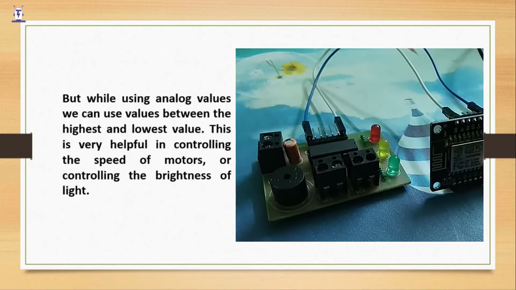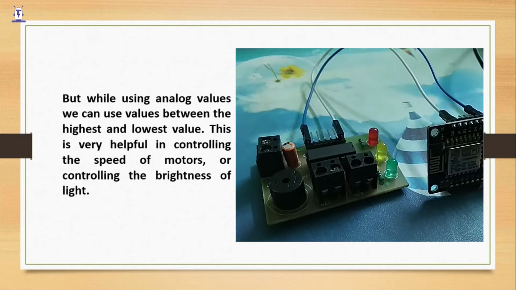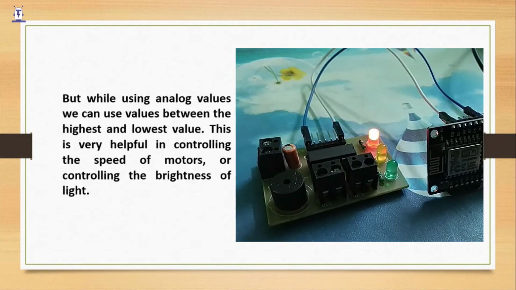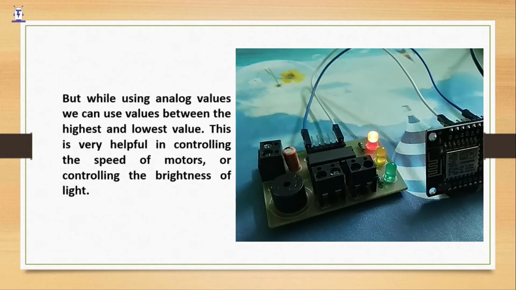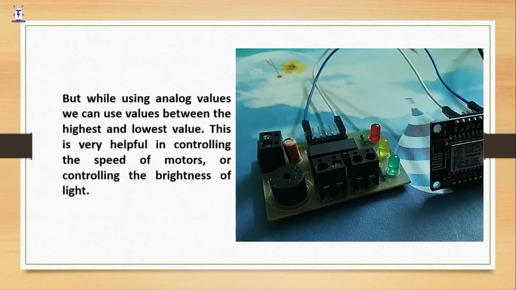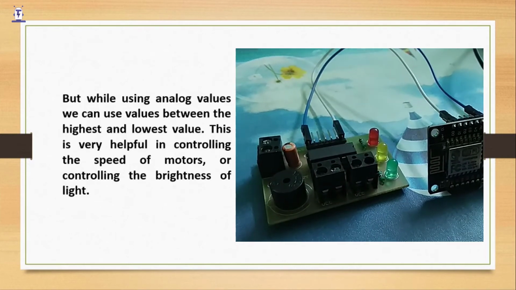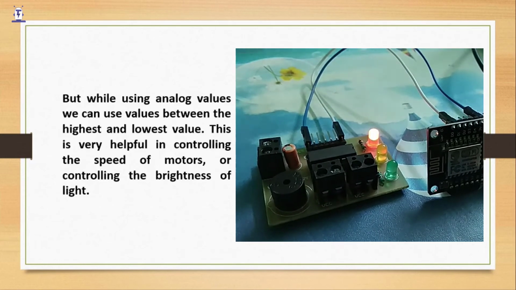But now in the case of analog signals, if you watch the video closely, you can see the LED is turning off, and then there are three stages in which it is blinking. It is turning on, it is getting brighter, and then it is at its full capacity. So this is how analog signals work.